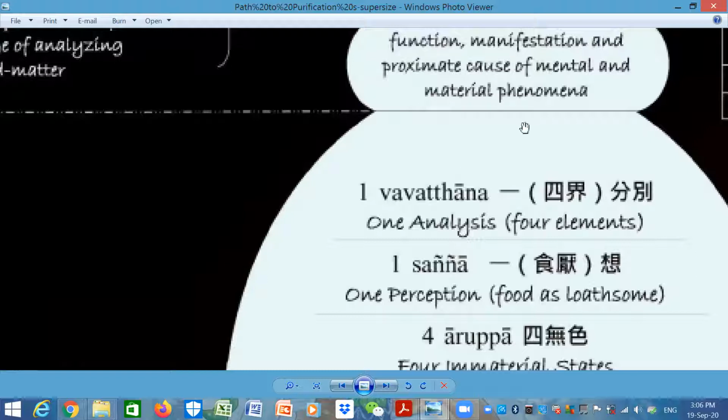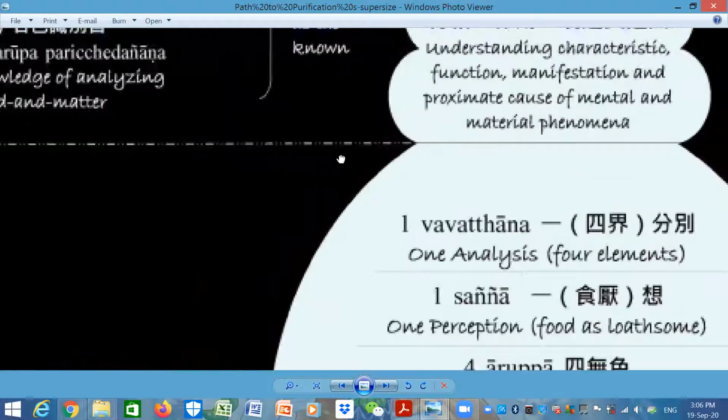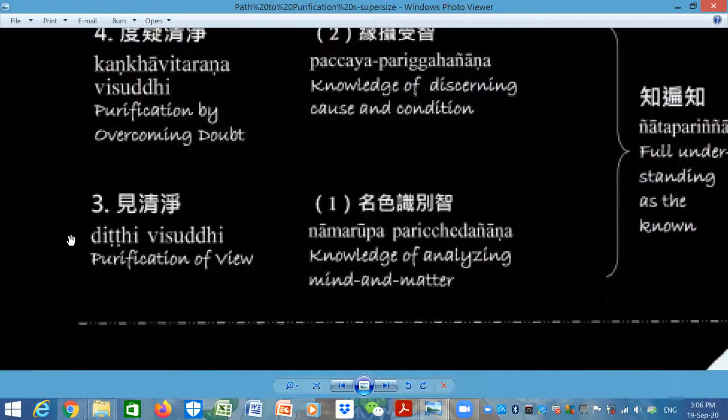And the 4 elements itself, you can't reach first jhana by using this method, but just access concentration only. Because this is the partial of the Vipassana. Take a look. Purification of the view is the partial of Vipassana. It's the knowledge of analyzing matter. One part of the jnana, you see.